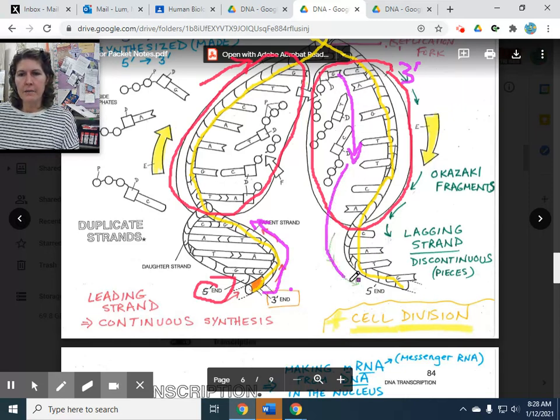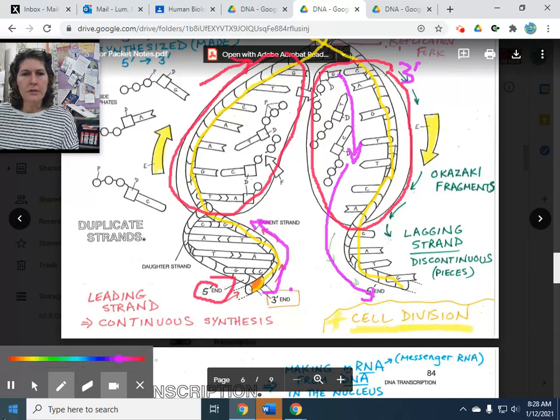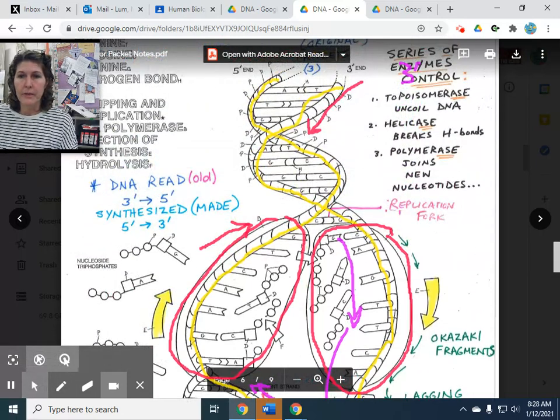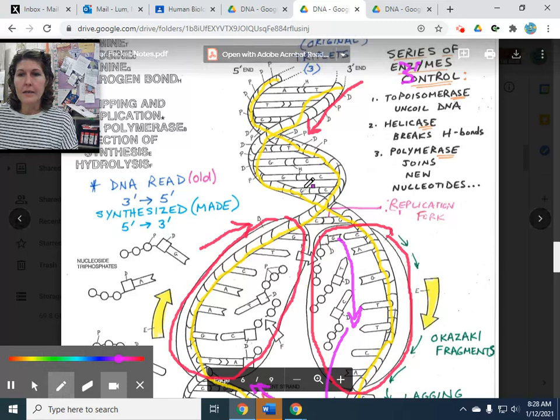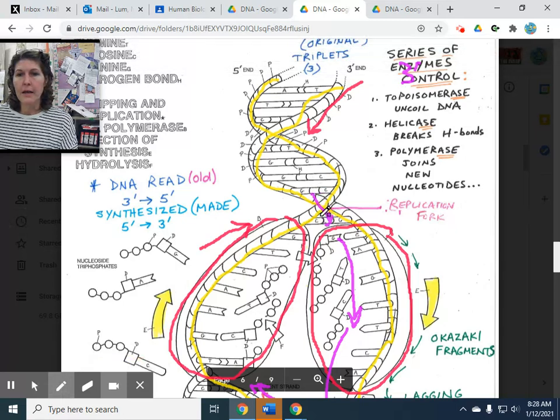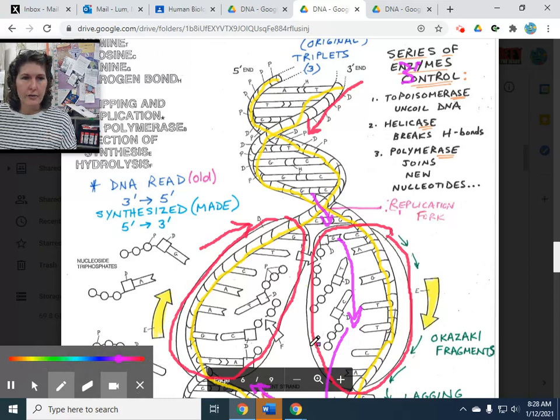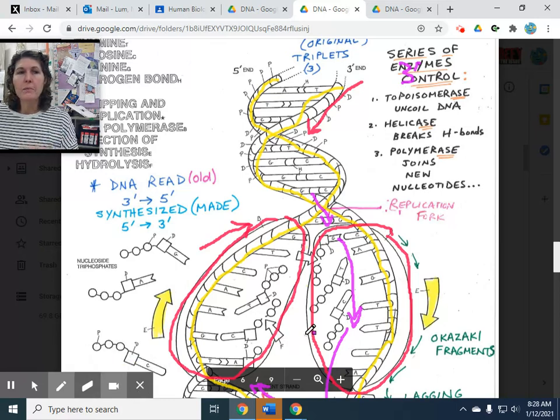He gets down to the bottom. He turns around. He looks up. My replication fork opened up. He's got to come back in. He's got to attach back on. He's got to do it again. So this side here is known as my lagging strand. They're both going to be the same by the time that we're done, but I'm going to have to utilize a couple more enzymes here.